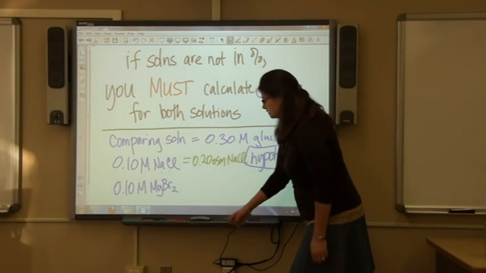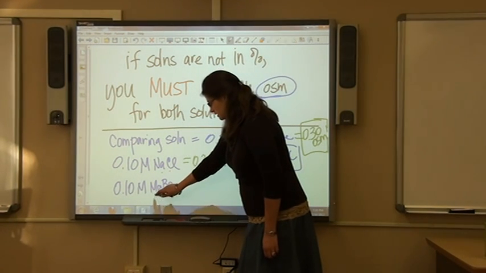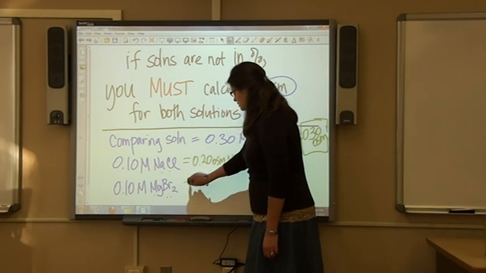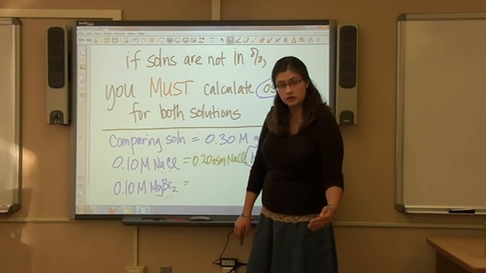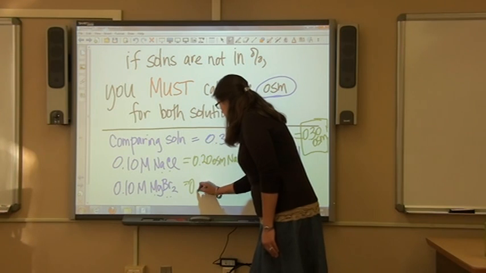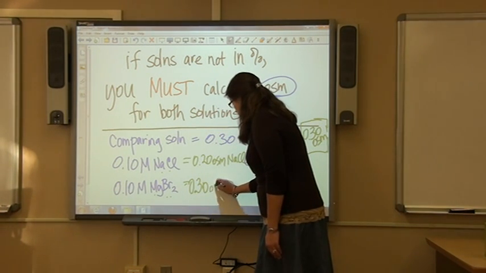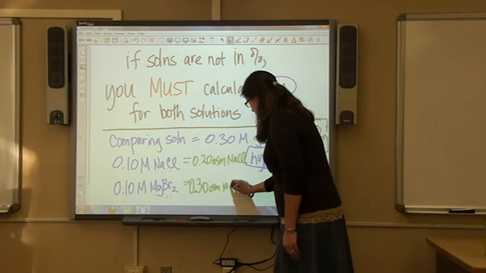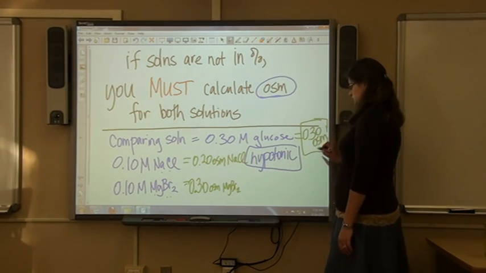Okay, let's calculate the osmolarity for this formula. We have 1 magnesium and 2 bromines, so therefore we have 3 particles. 3 times 0.1 is 0.3. 0.30 OSM, magnesium bromide.